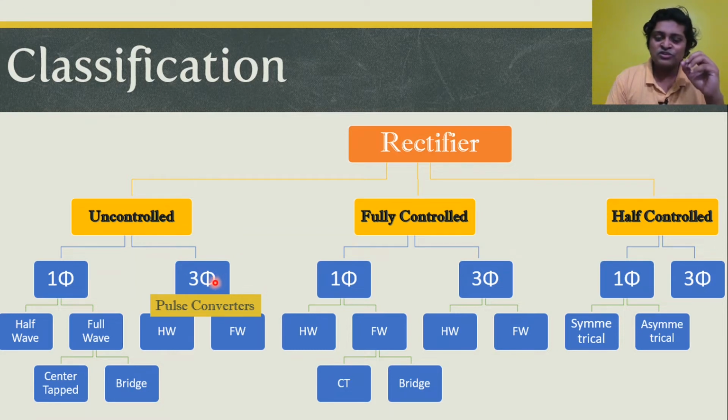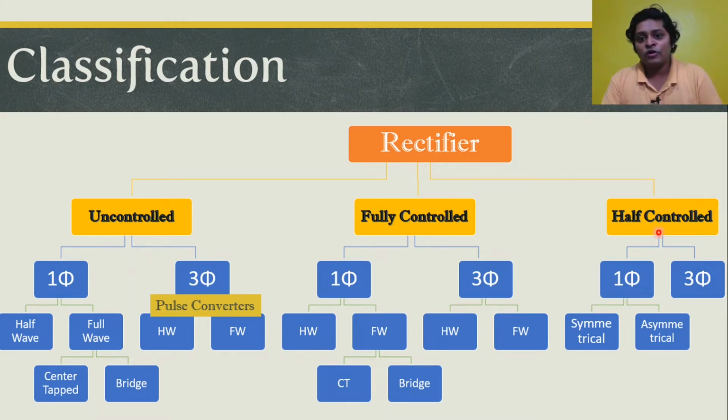So that's why three phase converters are known as pulse converters. There are two types: half wave and full wave only. If we go for fully controlled converters, it is just a replacement of a diode with an SCR. So the circuit remains the same for uncontrolled and fully controlled. As we can see, the same classification is available in uncontrolled as well as in fully controlled converters.